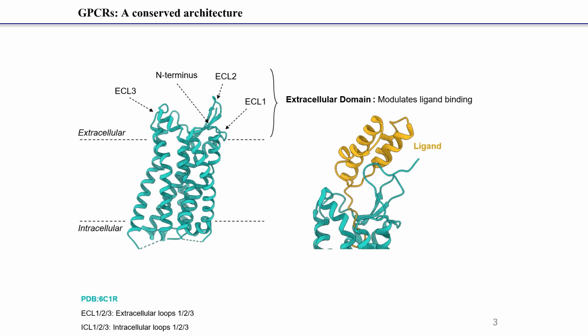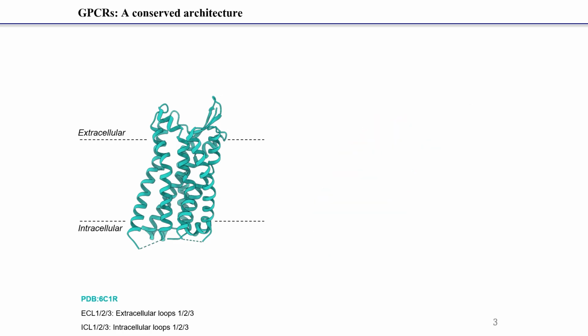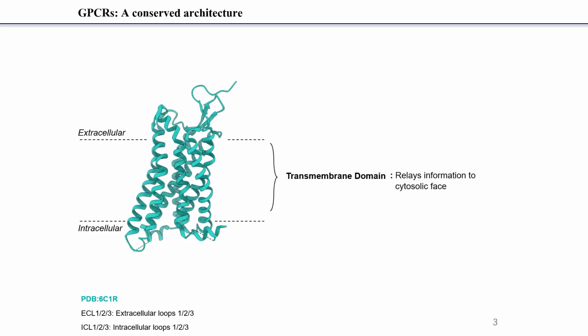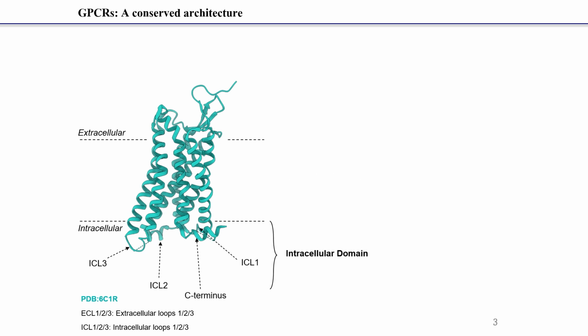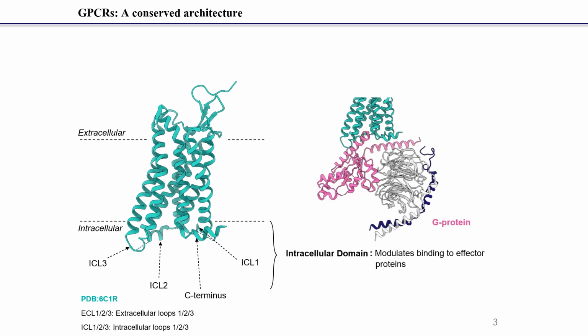Now once a ligand binds to the receptor, this induces certain conformational changes in it, which has to be relayed onward from the extracellular to the intracellular side, and this is done by the transmembrane domain. And finally, on the intracellular side, the intracellular loops along with the C-terminus of the receptor make up the intracellular domain, which modulates the binding of the receptor to its downstream transducers.